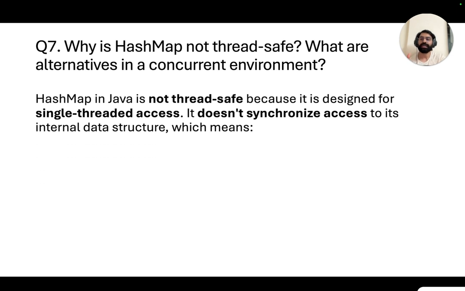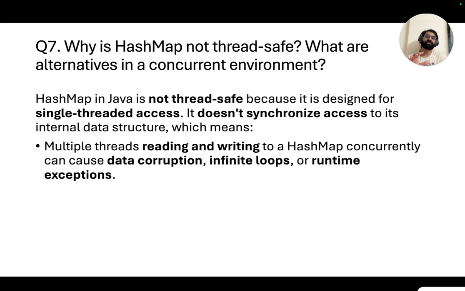The answer is that HashMap in Java is not thread safe because it is designed for single threaded access, and it doesn't synchronize access to its internal data structure, which means that multiple threads reading and writing to a HashMap concurrently can cause data corruption, infinite loops, and runtime exceptions. That's why HashMap should be used in a single threaded environment only. You cannot use HashMap in a multi-threaded environment because data corruption can come, infinite loops can happen, and runtime exceptions may come.